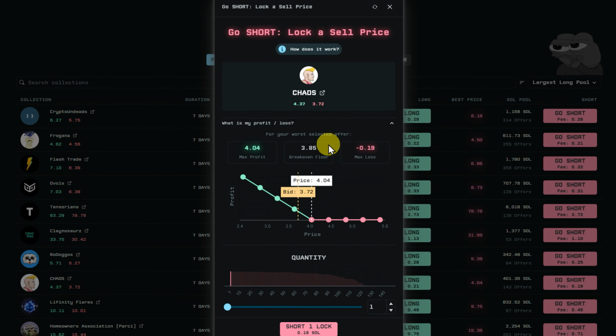By the way, we can clearly see this here. What is my profit loss? The break-even floor, so this value here, 4.37, this needs to be 3.85, the floor price. That would then mean that I'd be breaking even. If it goes down past that, I'm in profit.